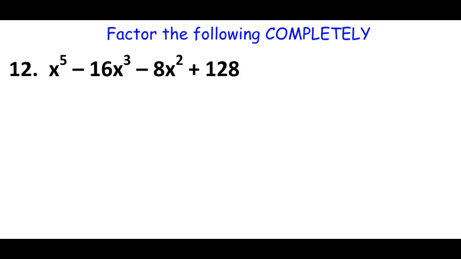And let's look at our very last one. If I look here, x to the 5th minus 16x cubed minus 8x squared plus 128. There's not x's in all 4 terms, so I can't use that as a GCF. And my lead coefficient here is a 1, so the largest number I could pull out of any of them is a 1, so I don't want to deal with that. So that's why I'm going to look at the first 2, and then look at the last 2 terms separately as 2 smaller problems.